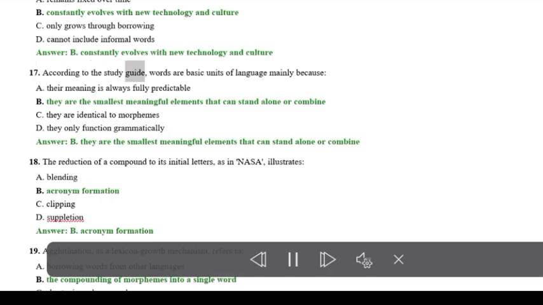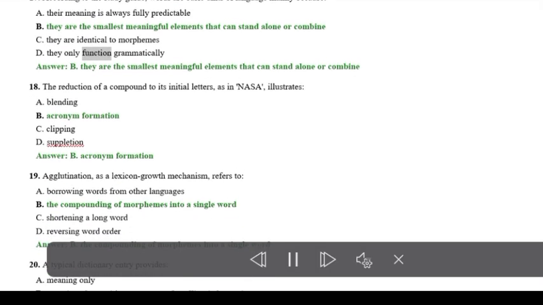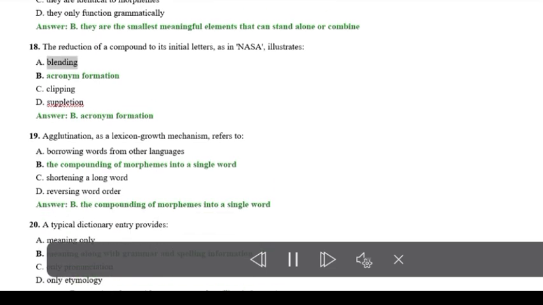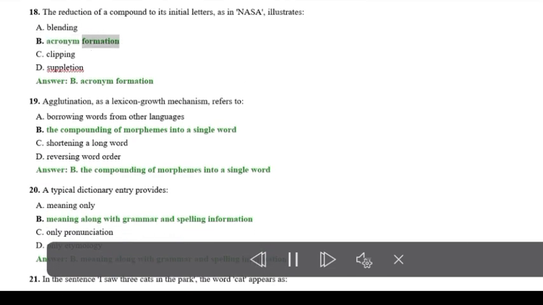17. According to the study guide, words are basic units of language mainly because A. Their meaning is always fully predictable. B. They are the smallest meaningful elements that can stand alone or combine. C. They are identical to morphemes. D. They only function grammatically. Answer: B. They are the smallest meaningful elements that can stand alone or combine. 18. The reduction of a compound to its initial letters, as in NASA, illustrates A. Blending. B. Acronym formation. C. Clipping. D. Suppletion. Answer: B.